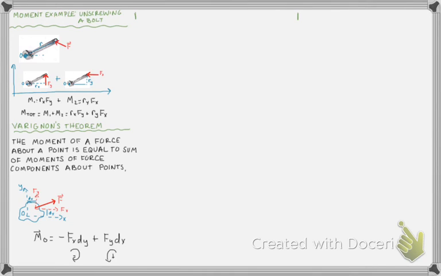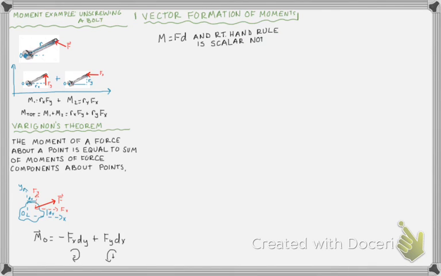So that sums up how we talk about moments in the scalar realm. But we can solve moments using vector formulation. Previously, when we did M equals F times d and used the right-hand rule, we called this the scalar notation for determining moments. We can, however, do a vector formulation, and we write that using a cross product. So we say Mo is equal to r cross F. And this is the vector notation for moments.